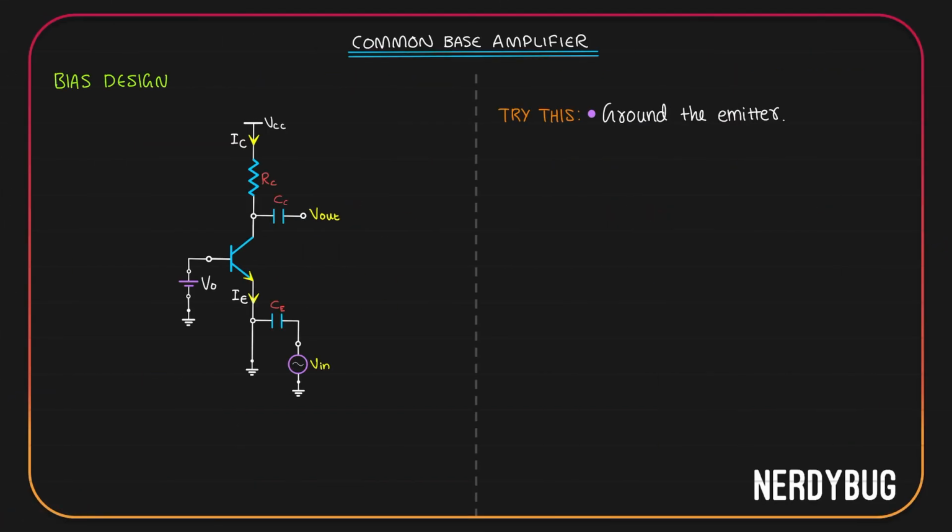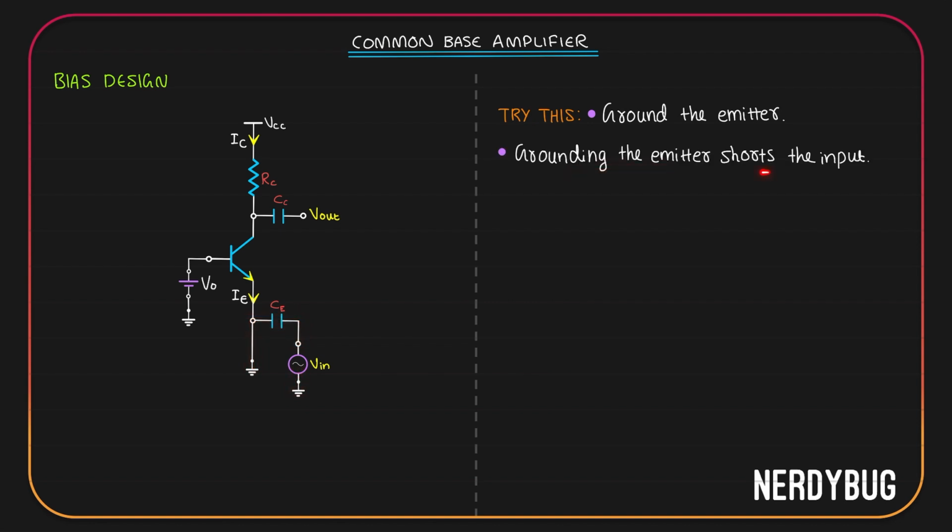Let us try this. We will ground the emitter so that the bias current can flow to the ground like this. Now, will this work or do we still have a problem? Our V input is over here and it is AC. We know for an AC signal, capacitor acts as a short circuit. So basically, V input is being shorted over here. Both the terminals are directly connected to the ground.